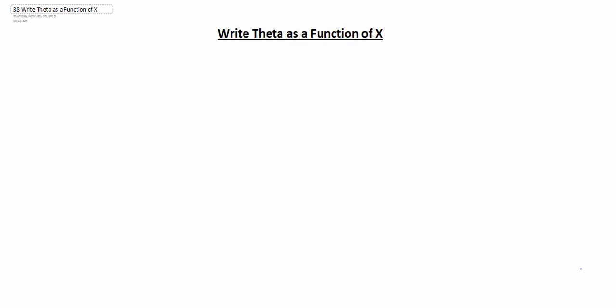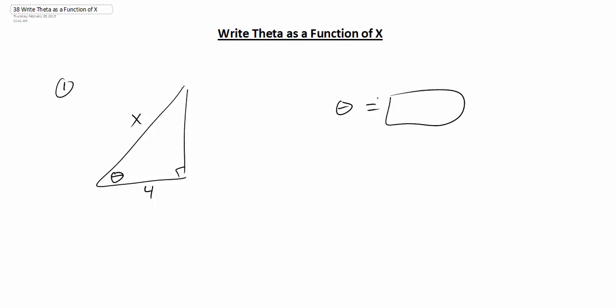In this video, we're going to look at how we can write our angle theta as a function of x given a right triangle. So if we look at the given problem, we have a right triangle, we have our angle theta, and we know this side is 4 and the side up here is equal to x. And if you're asked to write theta as a function of x, that means that we want to come up with an equation where we have theta is equal to some expression here to represent the angle.